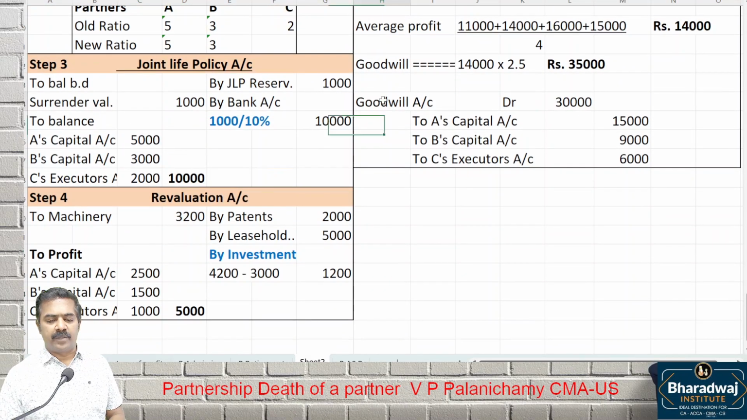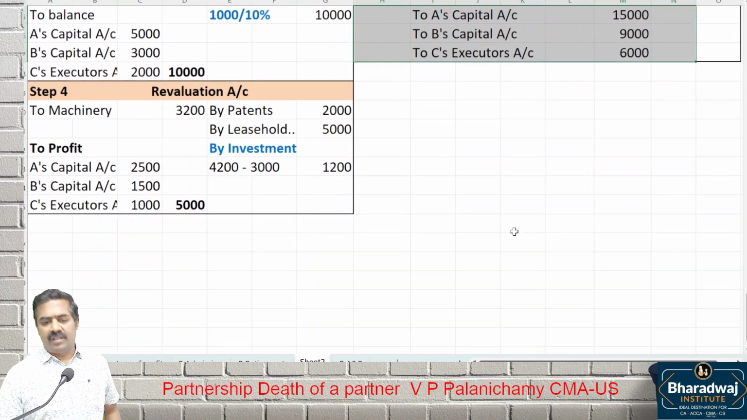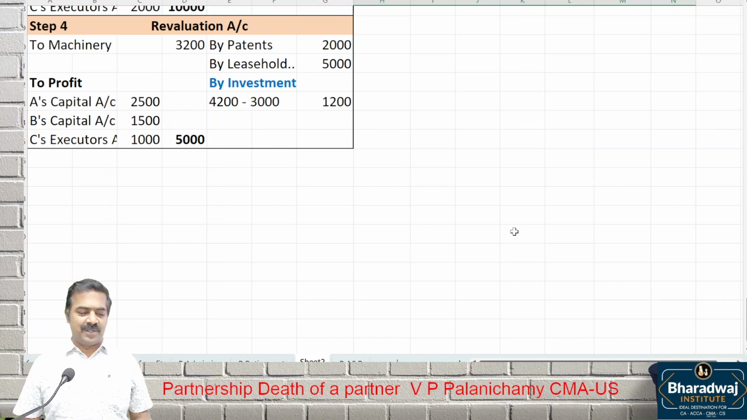Goodwill we have already recorded. Goodwill will never come in the revaluation account. On admission or retirement or death of a partner, goodwill is always treated separately. Goodwill and JLP will not come in which account? Revaluation account. The method is called the revaluation method, but they do not come in which account? Revaluation.